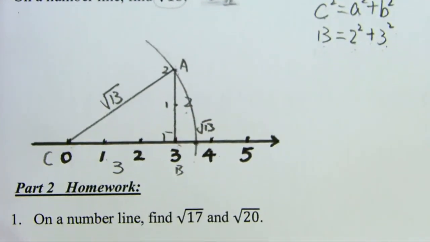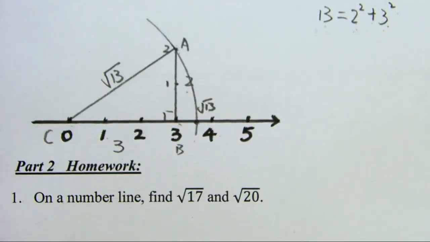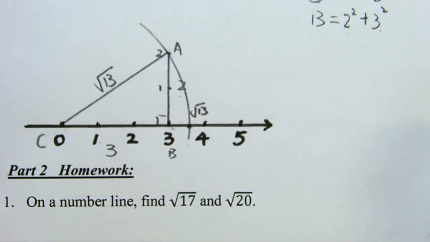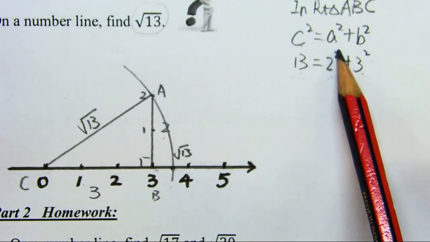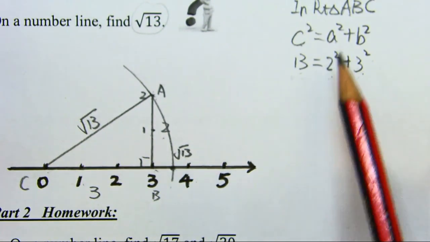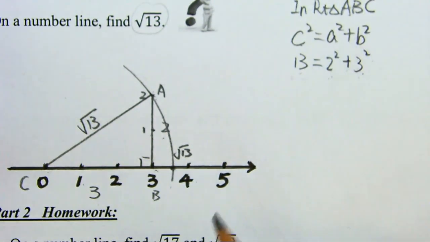I would like you to try square root 17 and square root 20. The very important thing is to find the square numbers. Then one square number is your a and the other one is your b.